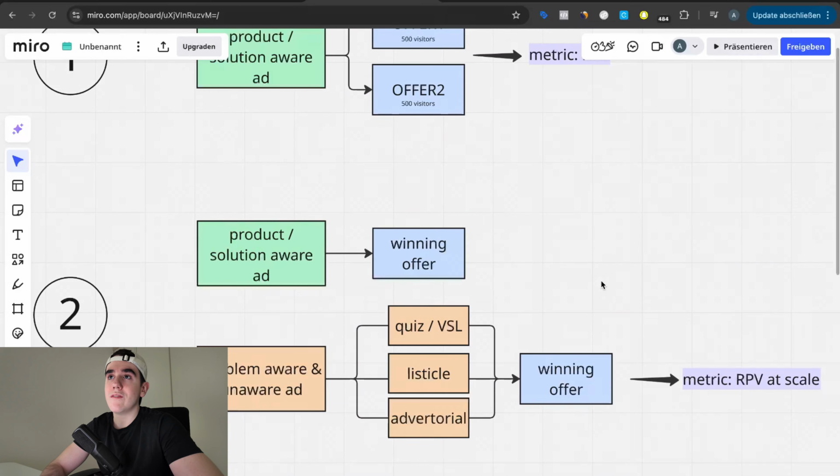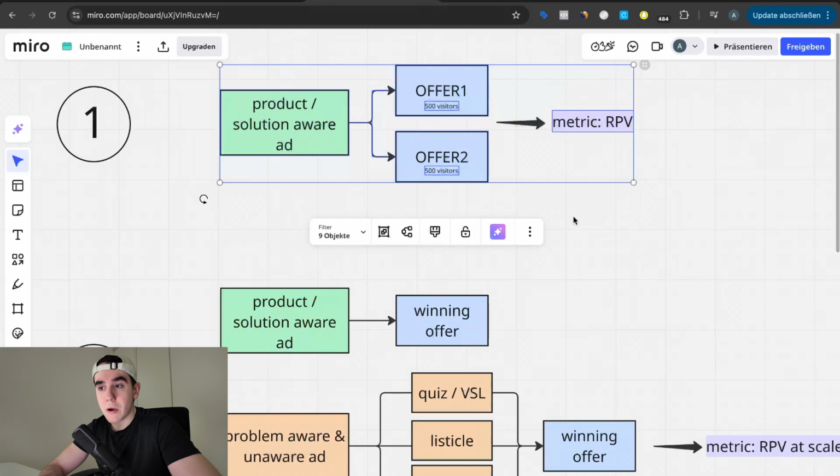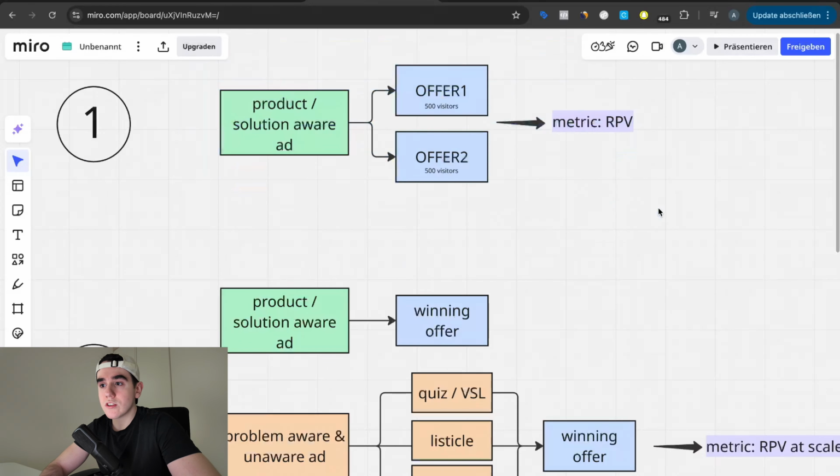Now you just want to get into more advanced funnels. You just want to scale further. And the thing is, this funnel is cool and all, but it's going to break. It's going to break at some scale. Like, it's just going to break.